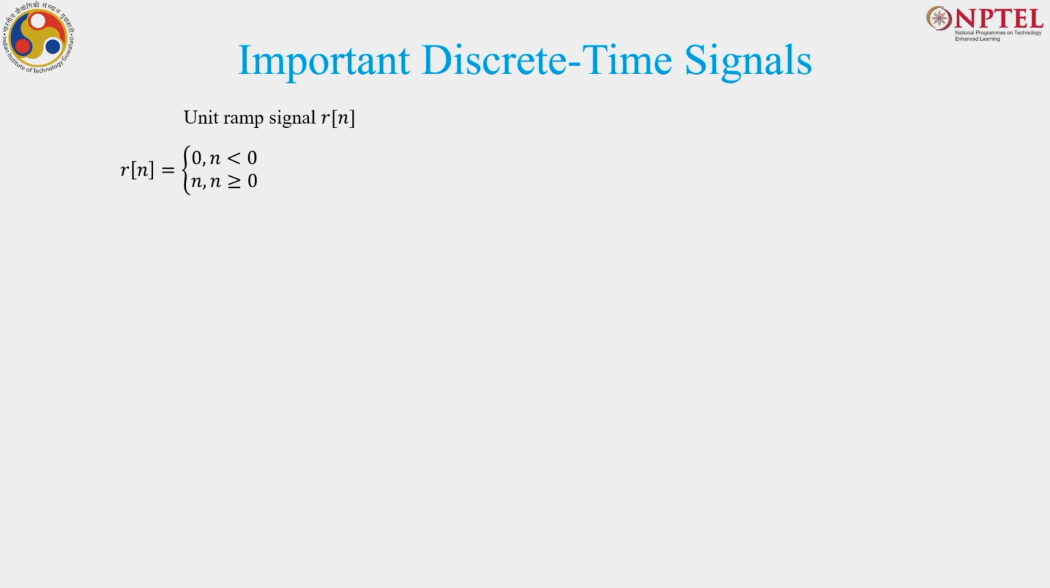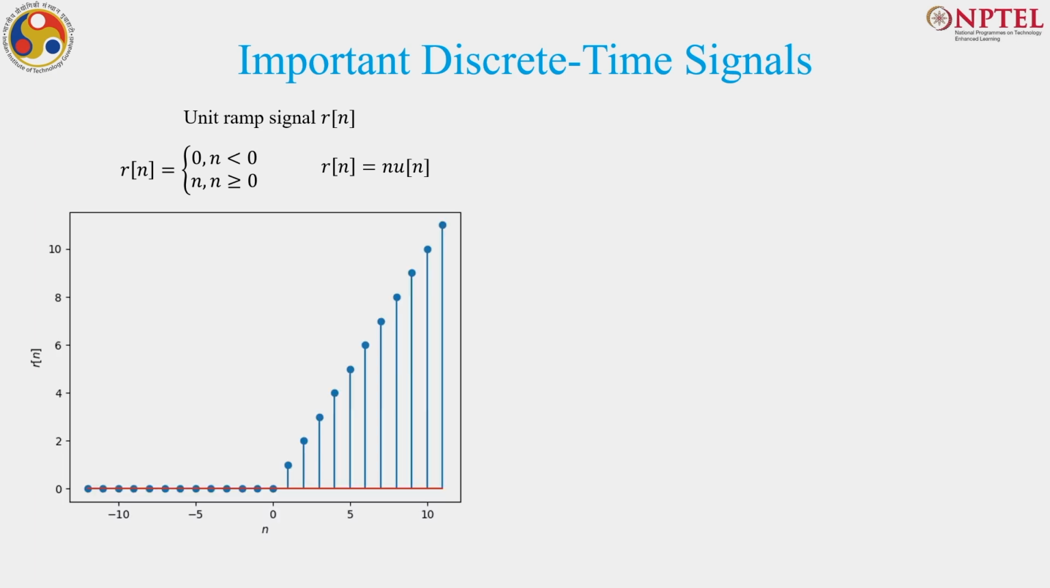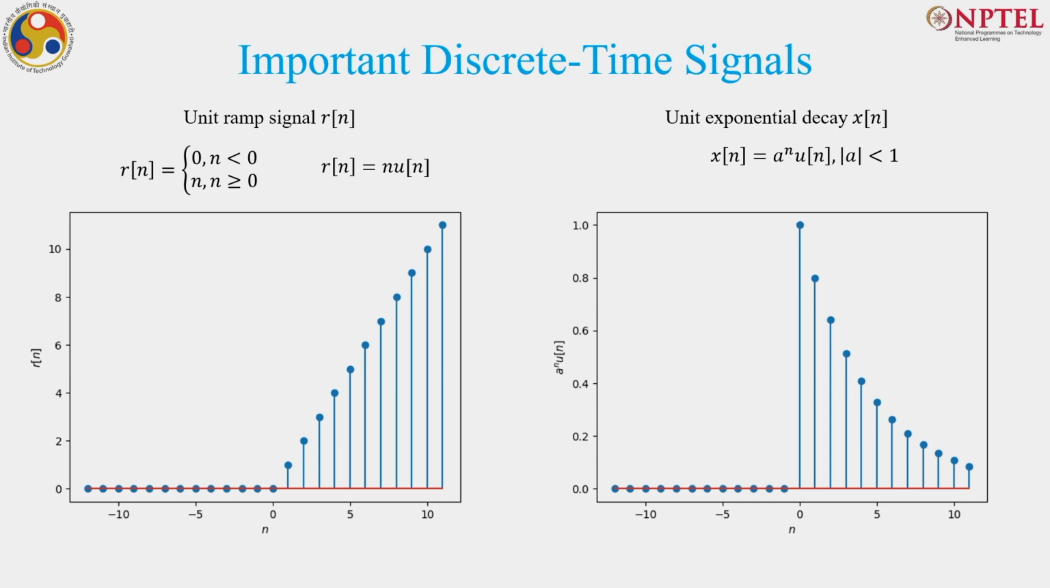The next is the ramp function, where the signal values are of course 0 at negative values of n, but for positive values of n it is basically n, which means this is n times u[n]. Here we see that at a given value of n, the signal value is the value of n, if n is positive. Another signal is the exponential decay signal, where we have a to the power n times u[n], where mod a is less than 1. So, this is typically a signal which is decaying exponentially.